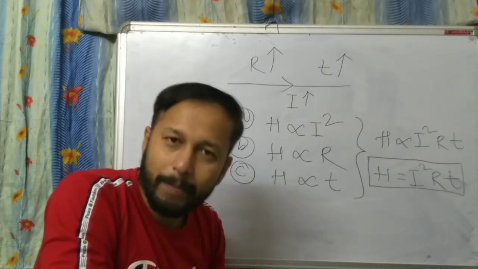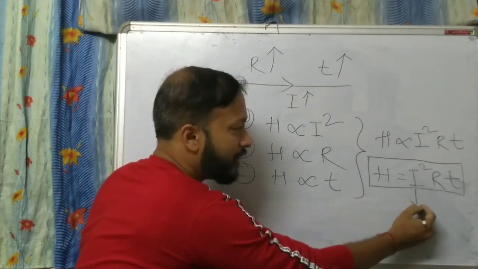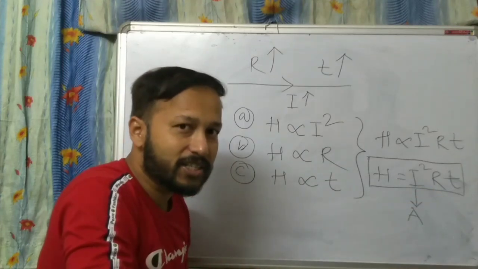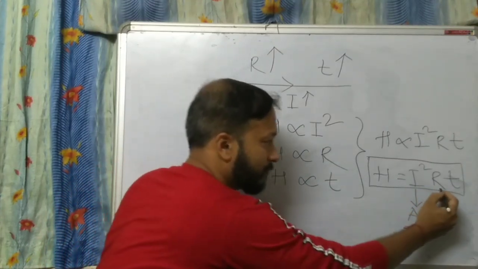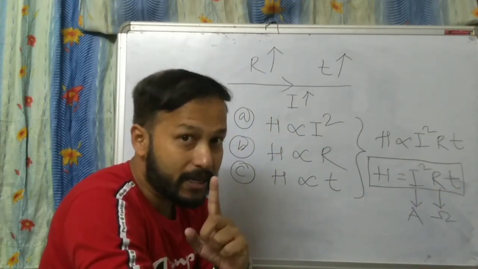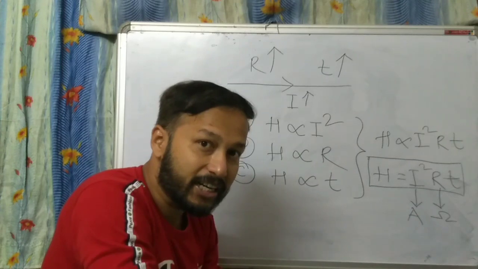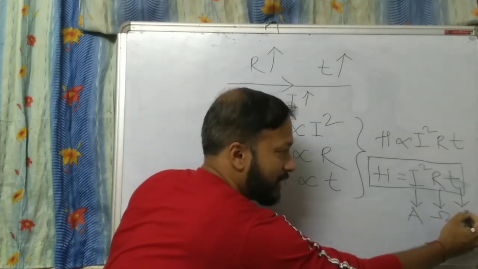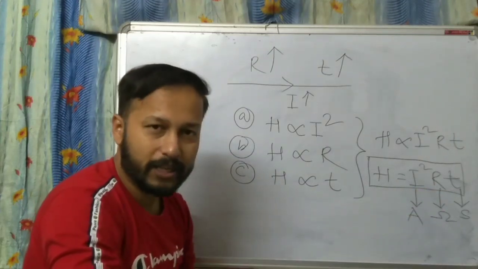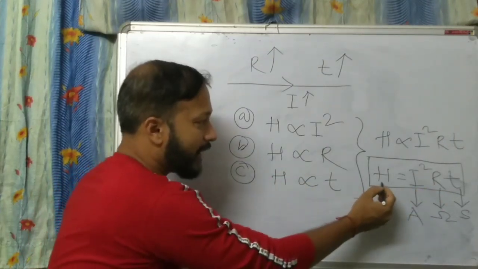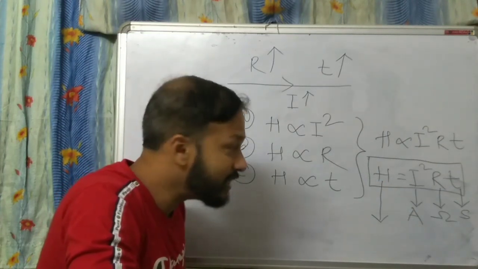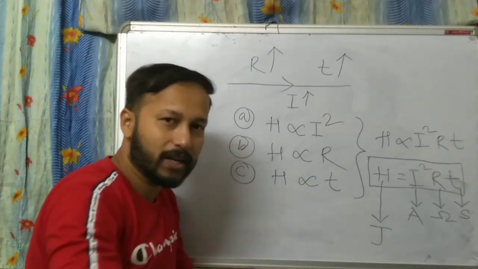What is I? Amount of current. What is the unit of it? Ampere. We know that. R is resistance. What is the unit? Ohm. What is T? Time. But time has to be in second. Understood? So by putting these values, if you calculate it, you will get the amount of heat produced, and the unit of heat is Joule. Understood?